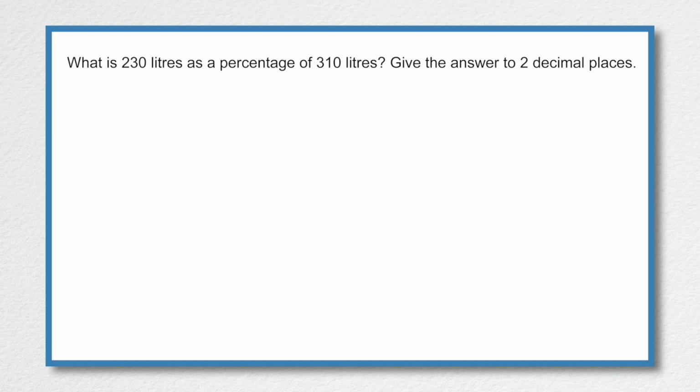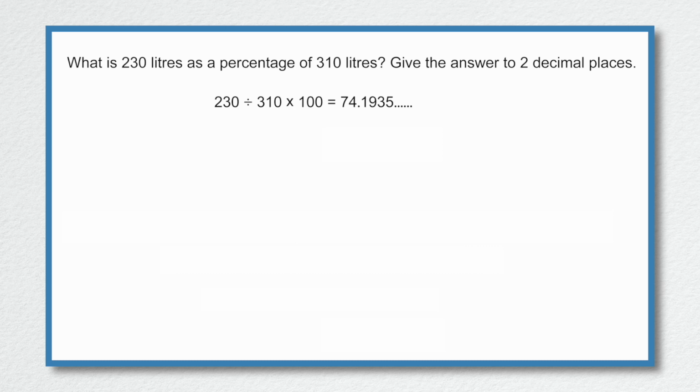What is 230 litres as a percentage of 310 litres? Give your answer to 2 decimal places. So we're going to use a calculator to do this. Remember, we are trying to find 230 litres as a percentage of 310 litres. So we would be thinking of a fraction of 230 over 310. And we can write this in a calculator as 230 divided by 310. And then we multiply by 100, and we end up with 74.1935 and so on.